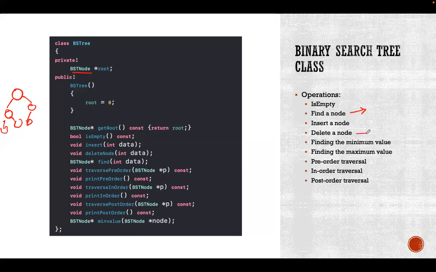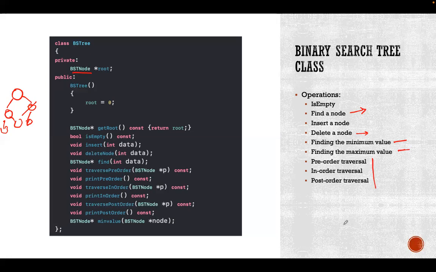Deletion is the same, meaning we can delete a node from the binary search tree. For example, I want to delete this node. But when I delete a node from a binary search tree, I have to make sure that after the operation, the tree is still a binary search tree, following all the properties. Then a few other operations, like finding the minimum value or the maximum value, and also the traversal algorithm.